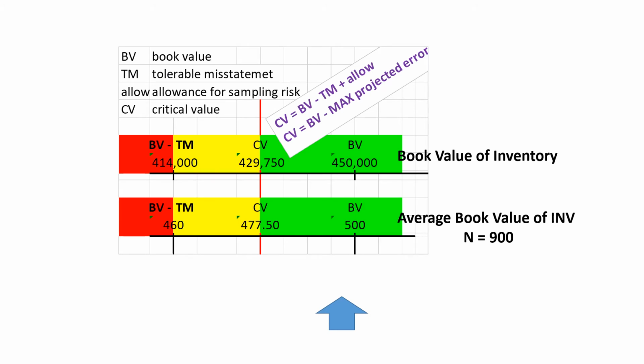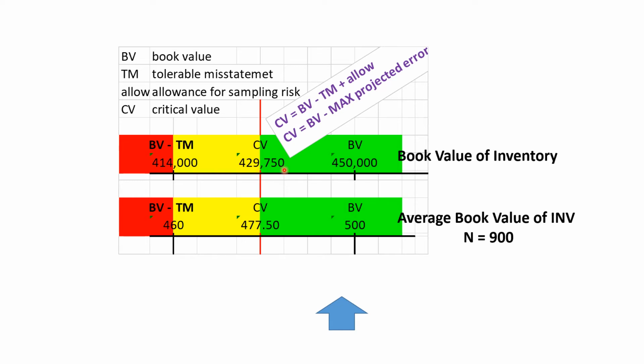Now, here's our book value, 450,000. With statistics, or sampling, we always take averages. So since there's 900, the average book value is 500. Now, we're going to subtract the projected error, and we get our 429,750. Or we can subtract tolerable misstatement and add back the allowance. We get the same 429,750.